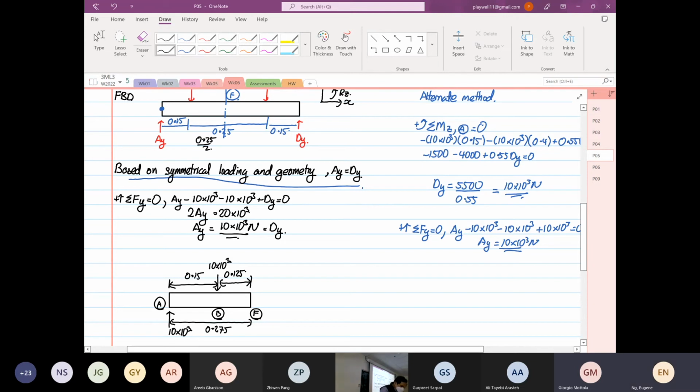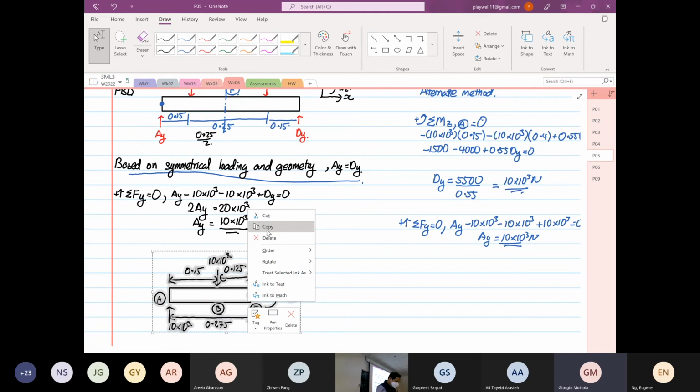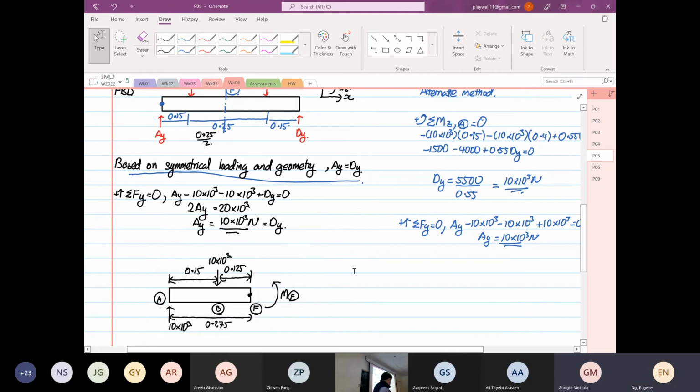We can assume positive bending and positive moment. So we call this M at point F, the moment at point F. That's our counter moment. If you focus on this diagram now, I'll let you finish copying first.